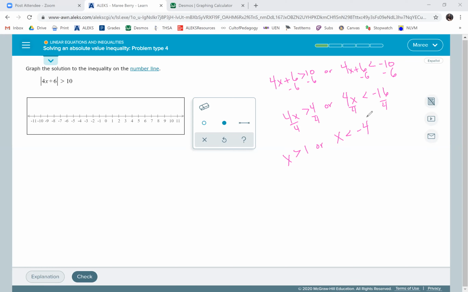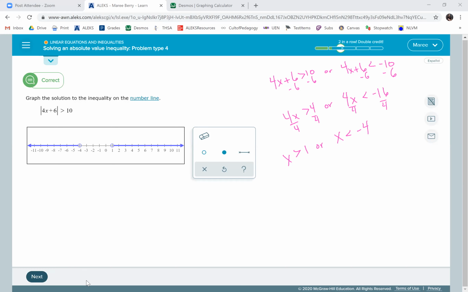So we're going to put open circle on 1 and negative 4. And it's going to go in the opposite. It's going to be above 1 and below negative 4. When you see greater than, you're going to have above and below the two numbers. Okay, we'll move on.